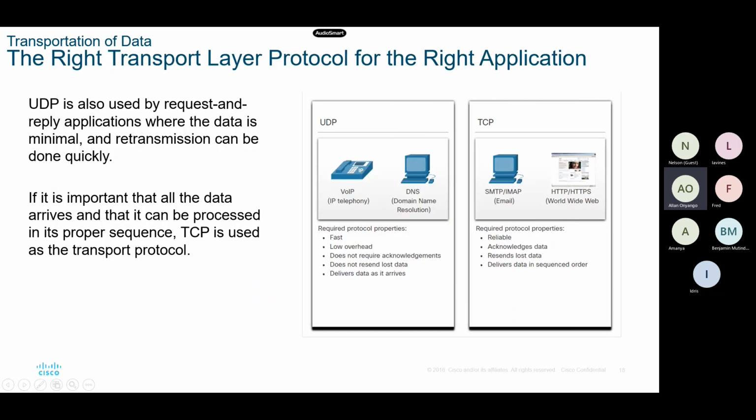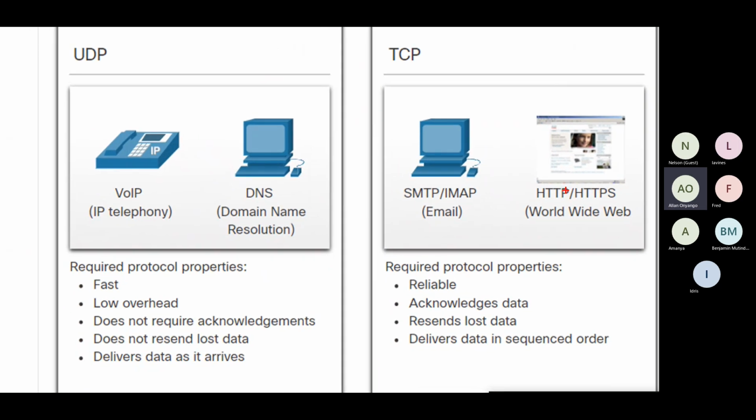Like I was mentioning, guys, any live streamed content uses UDP. That includes voice over IP, and DNS is among them, and they are always very fast because they don't have any overhead. Like I mentioned, no acknowledgements, does not resend any lost data, and delivers data as it arrives. UDP is not reliable, and it is a connectionless protocol because it doesn't do the initial establishment of a session. TCP is very reliable, sends acknowledgements, resends any data that is lost, and delivers data in a sequenced order.